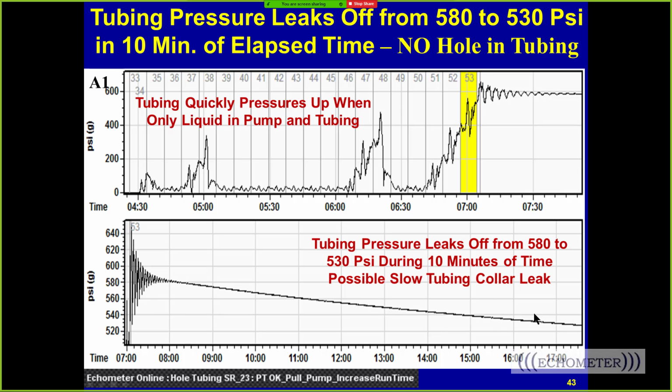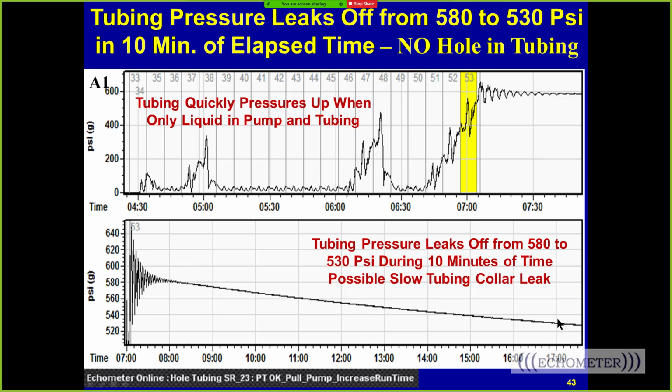Why did the pressure drop? Well, if there's gas in the pump, the pressure goes up. And if there's only liquid, the pressure drops slightly. Why does the pressure drop? Because the temperature of the fluids is cooling off to the Earth's temperature and not the discharge temperature of the pump in the tubing. And so you'll see a gradual drop in pressure over time when the tubing is full of liquid, but there's no hole.